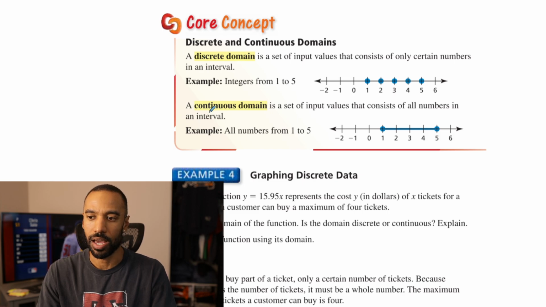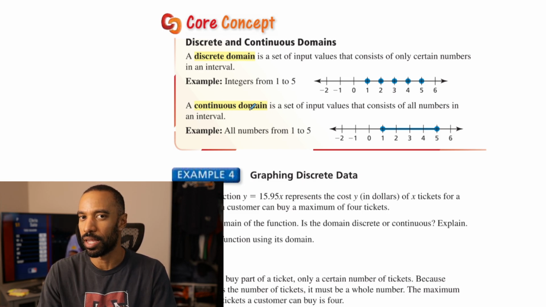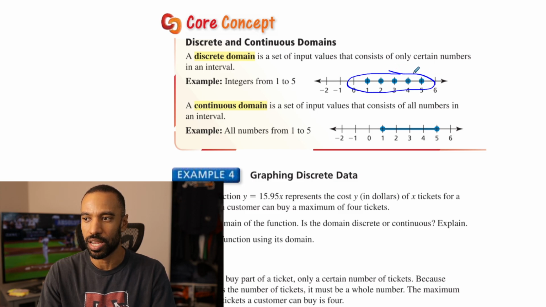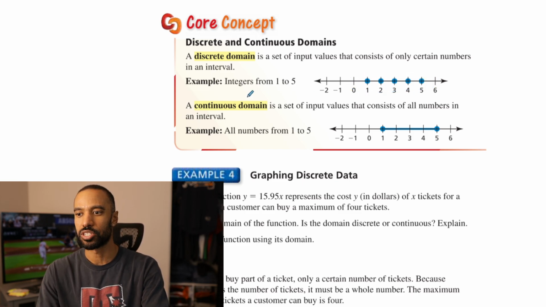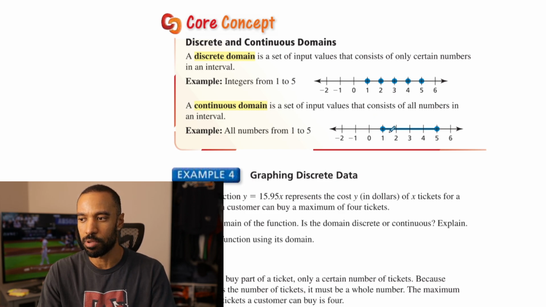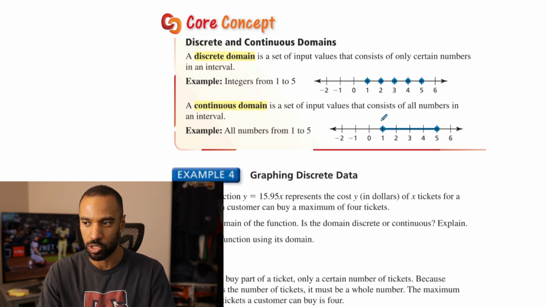Now I'm going to go pretty shortly on these because I mentioned these quite a bit in the previous set. Discrete relations are ones where you have a separation in your values. They're finite. You can actually write them out. 1, 2, 3, 4, 5. Whereas continuous is an infinite set in between two values. It hits every point in between.